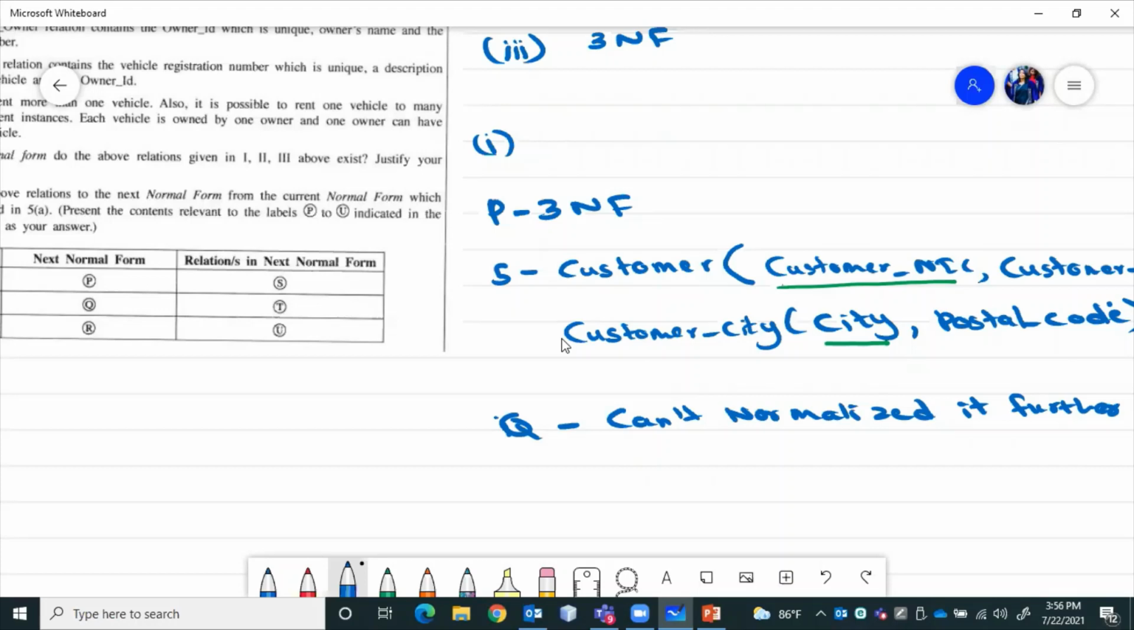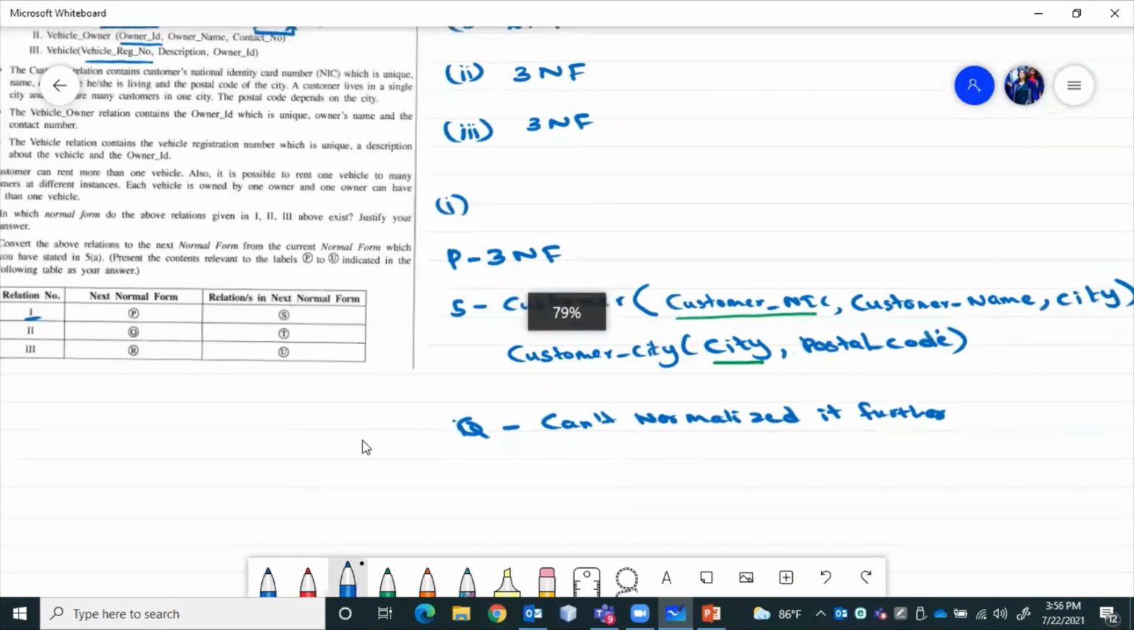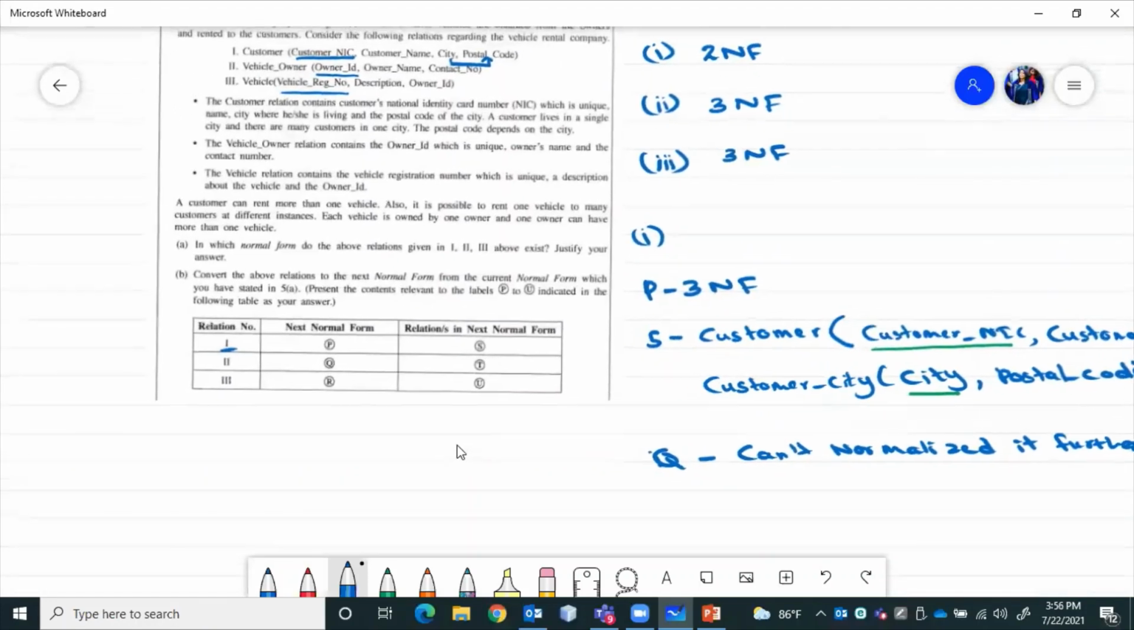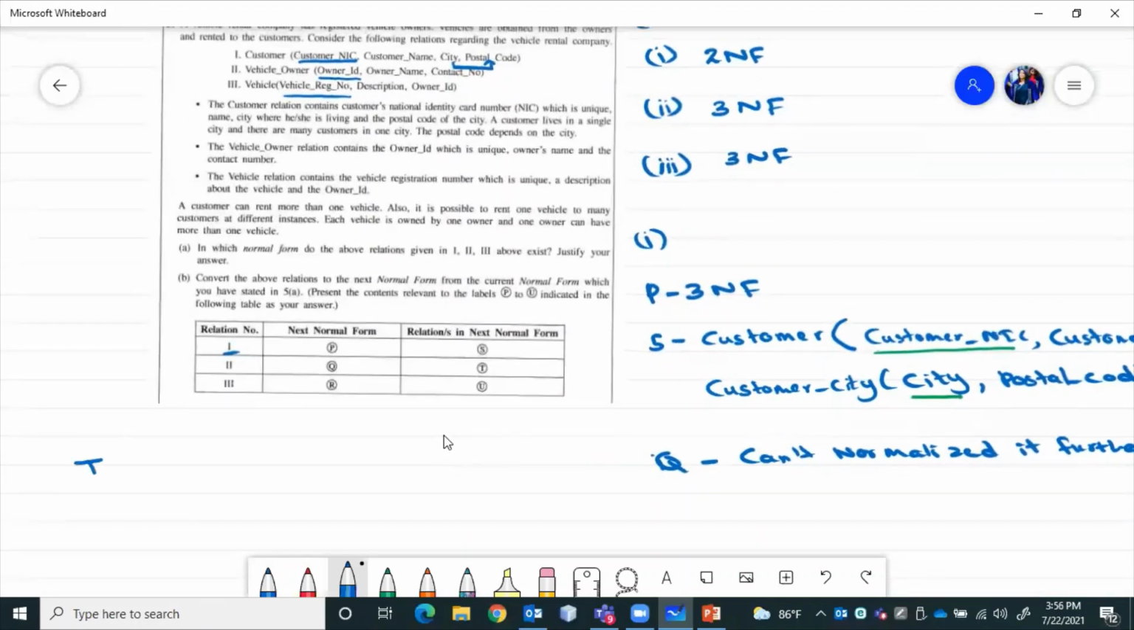But you are supposed to write the relation here. Otherwise I can't see the relation. So I'm going to write T here. You just write the relation: Vehicle_Owner, Owner_ID underlined, you need to show the primary keys and all. Owner name, you can write that.